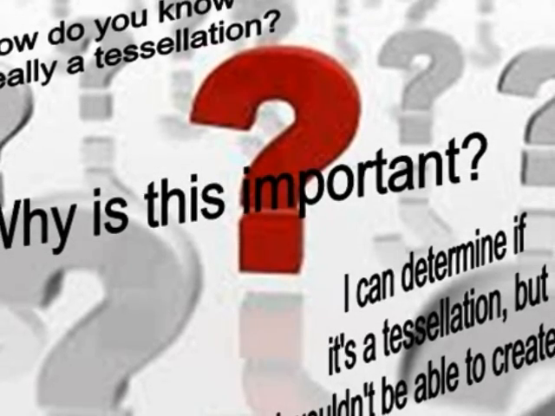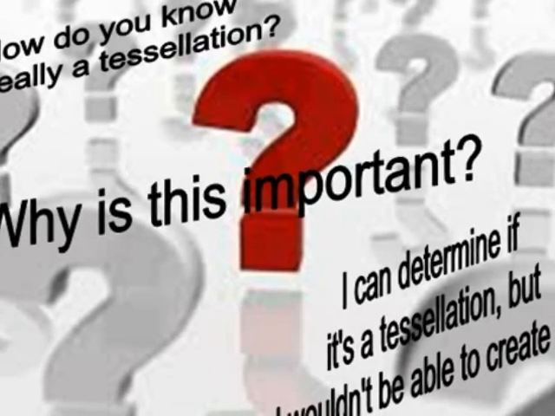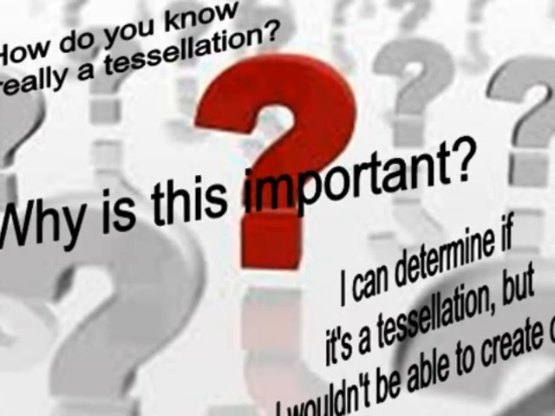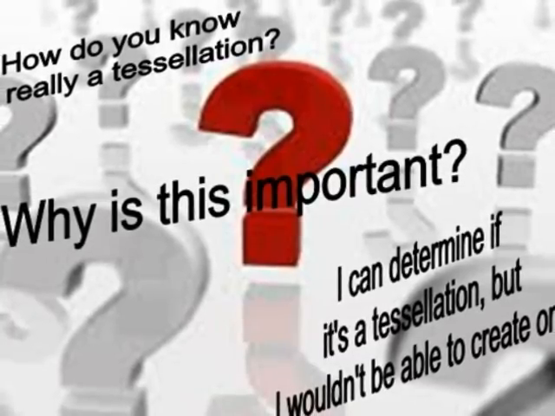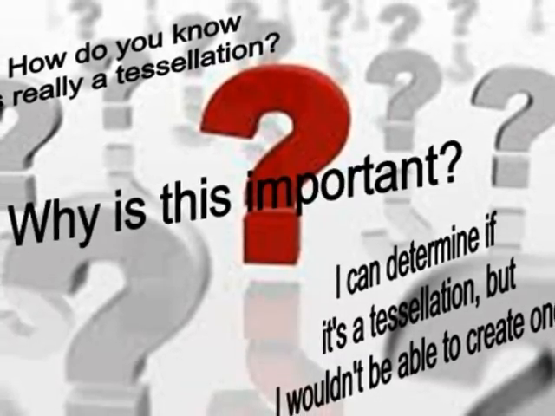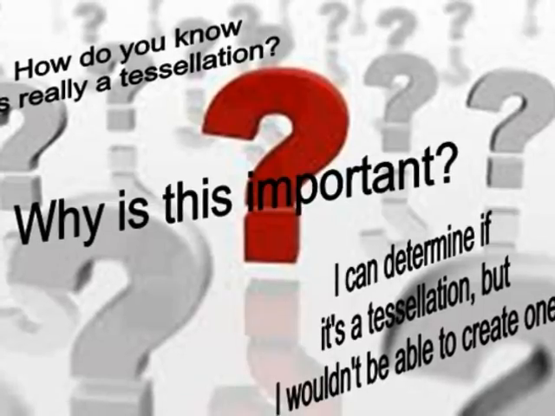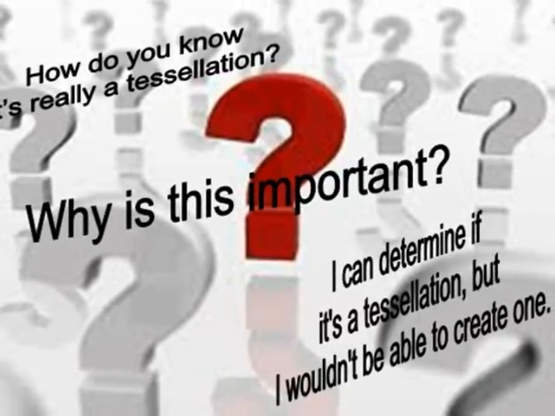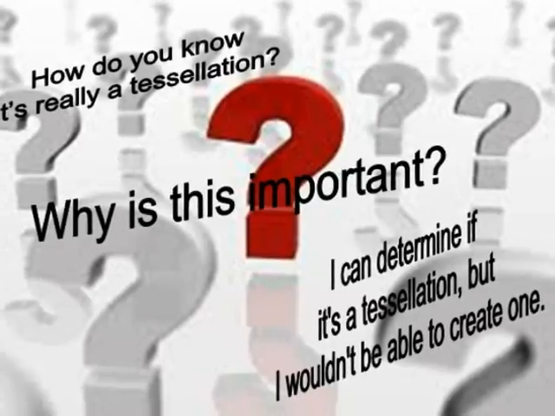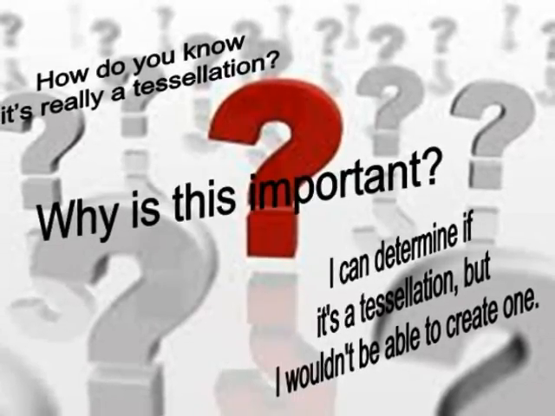Students leave the classroom with a classic traditional homework assignment, recognizing tessellations out of a textbook. Students come back asking questions such as, how do you really know it's a tessellation? I can determine if it's a tessellation, but I wouldn't be able to create one. Why is this important? It was clear to the class that tessellations was just another thing to remember till the exam.